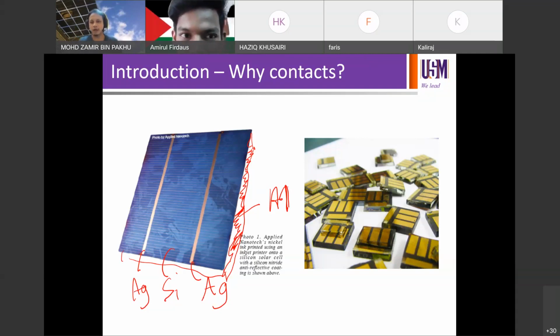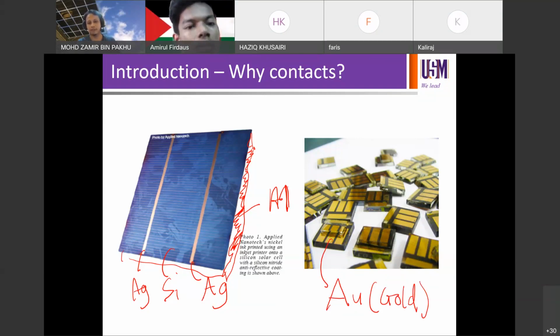So the one on the right here, this one is the contact as well. This is gold contact, okay, gold like Au. So this one is the back contact, at the rear side of the device. Can you not have any contacts at all on the device? Cannot. The answer is cannot.